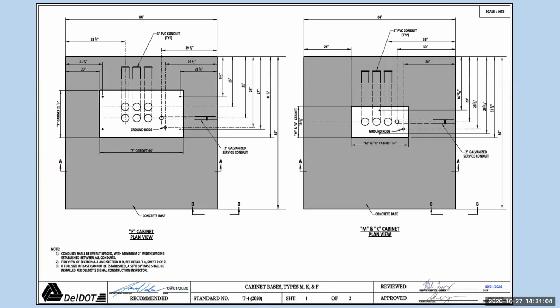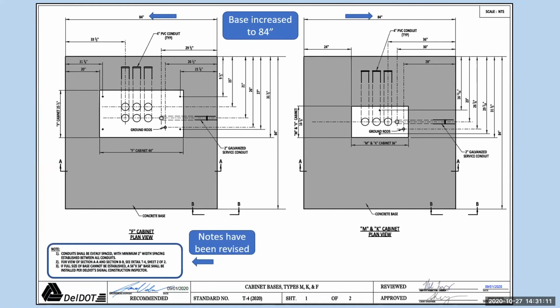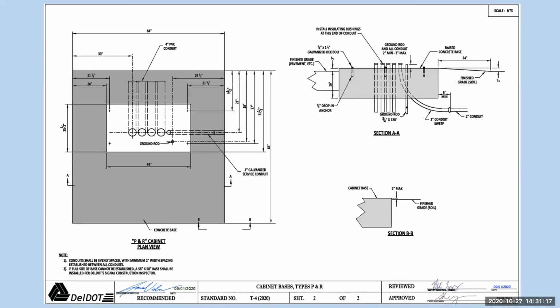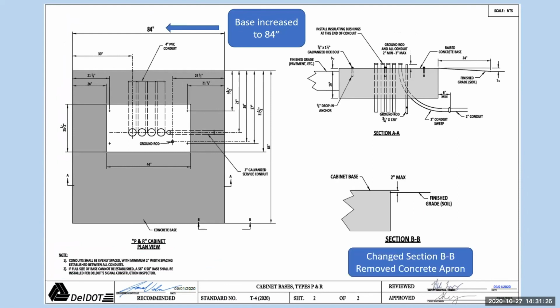The cabinet bases type M, K, and F. So the base was increased to 84 inches. Notes have been revised. And we added a K cabinet base to this. Again, cabinet bases type P and R, base increased to 84 inches, and change section B-B to remove the concrete. And again, revise notes at the bottom.